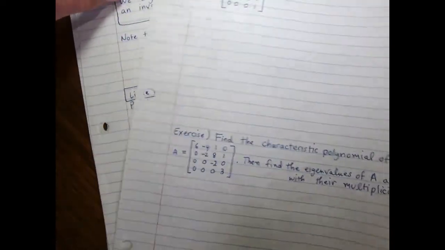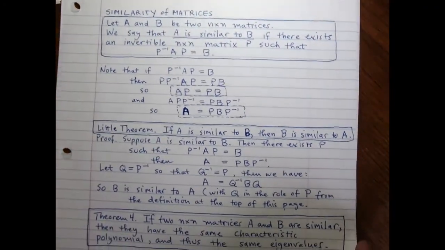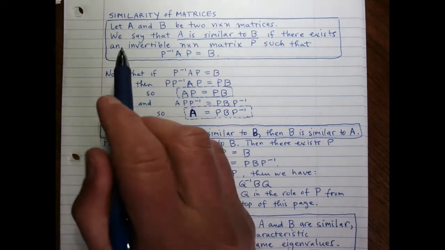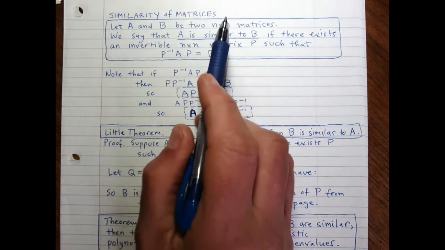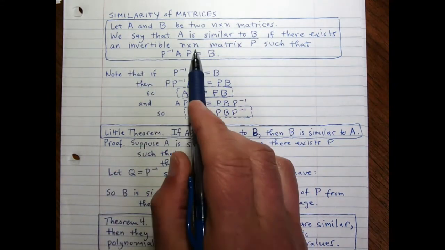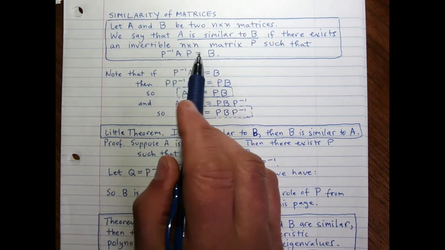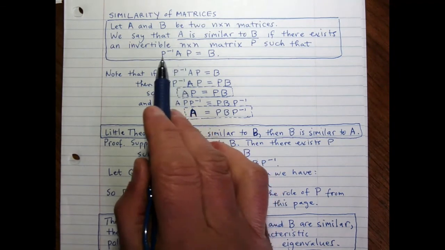Okay, next page. Now, the rest of this section is just a little discussion of some theoretical issues, and let's go ahead and do that. Similarity of matrices is something we're going to work with quite a bit in the rest of the course. So let A and B be 2 square matrices, n by n again, got to be square here. We say that A is similar to B if there exists an invertible n by n matrix P such that P inverse AP equals B. And so what does this mean?